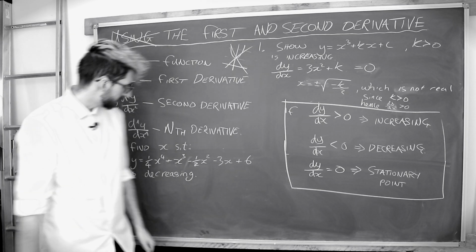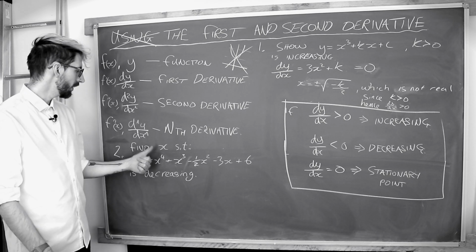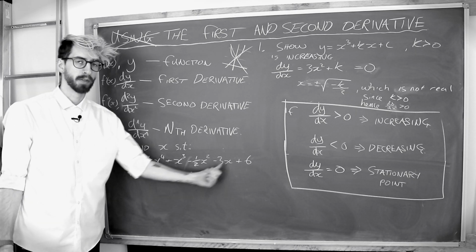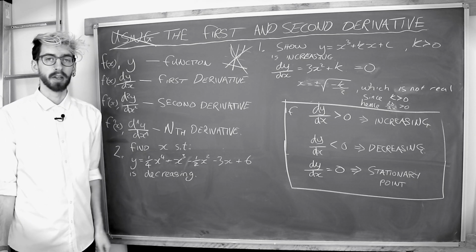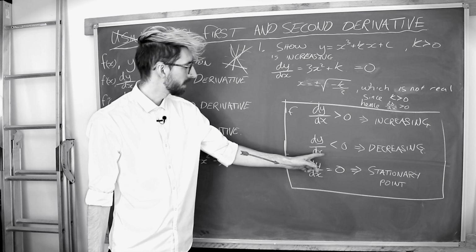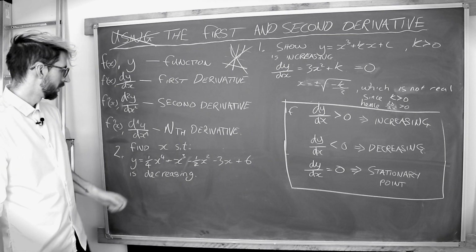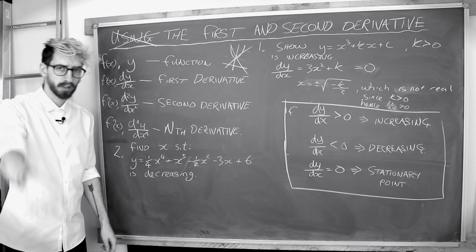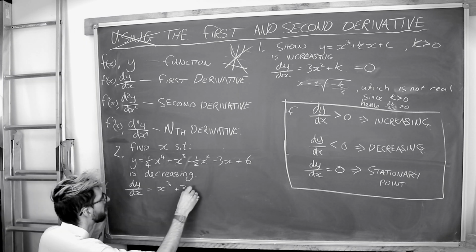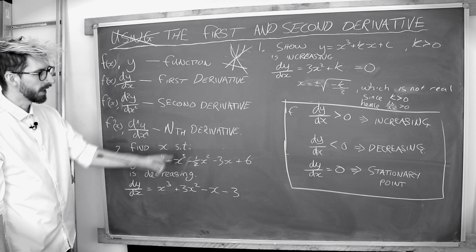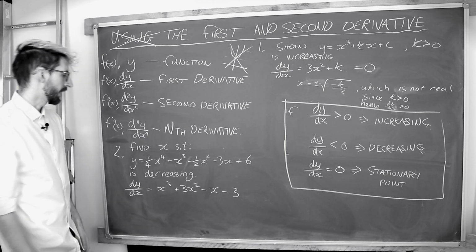Now I've got one more question, squeezed it on. Find the value of x such that this big function is decreasing. So we need to find the derivative when it's less than 0 of this. So first things first, let's differentiate. Right, so we've got a nice little cubic. We want to do this less than 0.